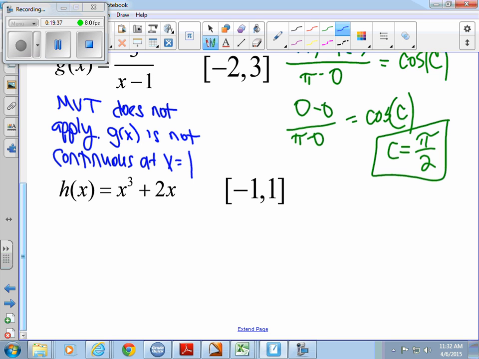Okay. Is x cubed plus 2x continuous? Is it differentiable? It's easy because it's a polynomial. Those are always continuous, always differentiable.